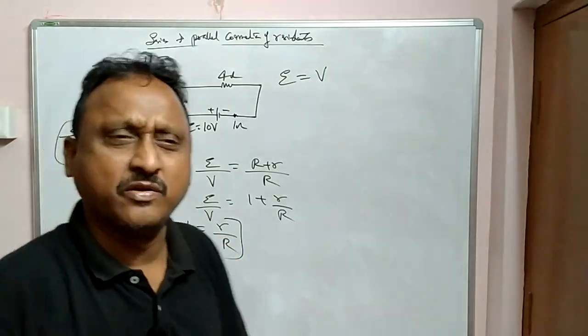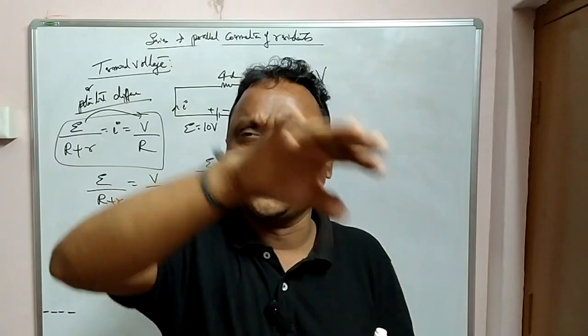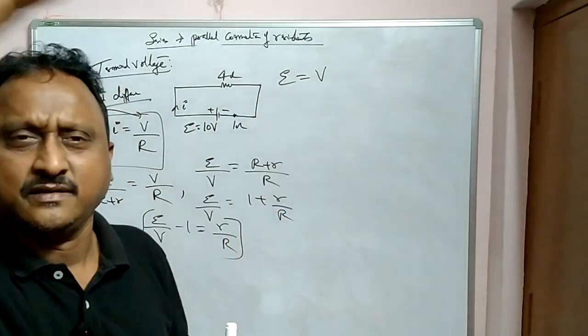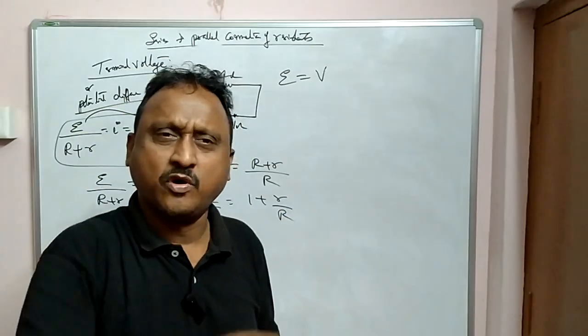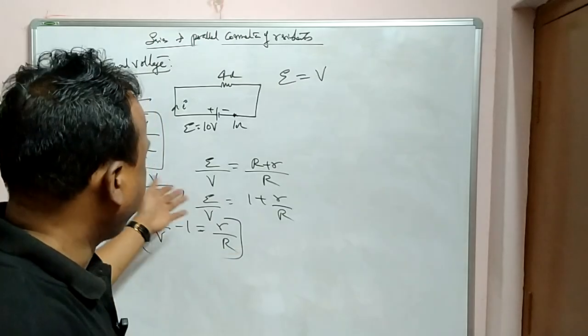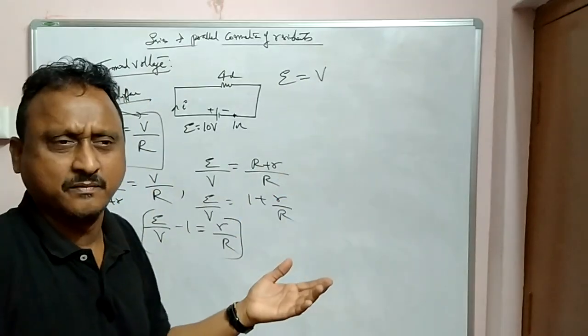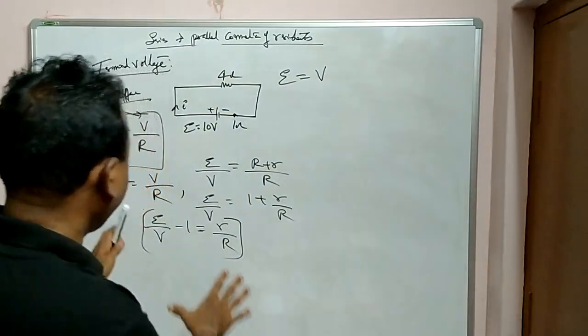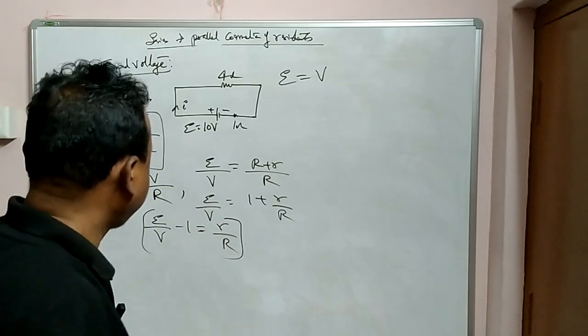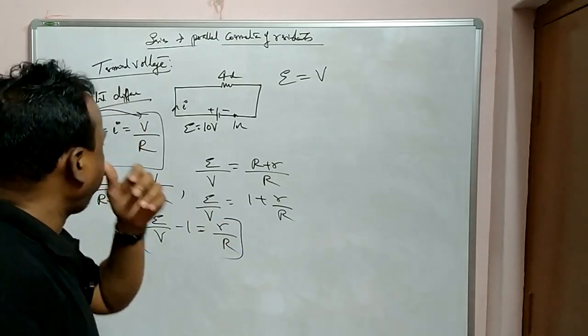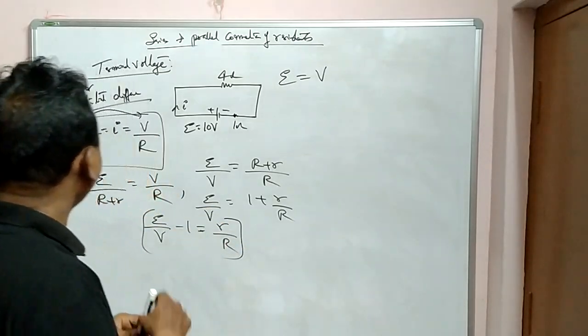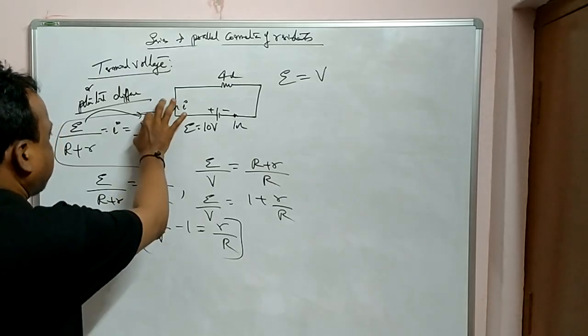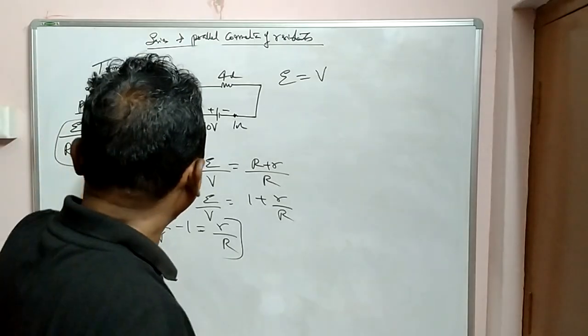And EMF, you already know, is also the work done by moving a unit positive charge entirely throughout the circuit. That is called EMF, electromotive force. So this relation you will be using in numericals. That is, E by capital R plus small r is equal to small I, is equal to V by R. This is terminal voltage or potential difference, and this is EMF.